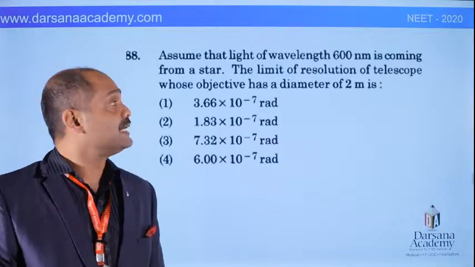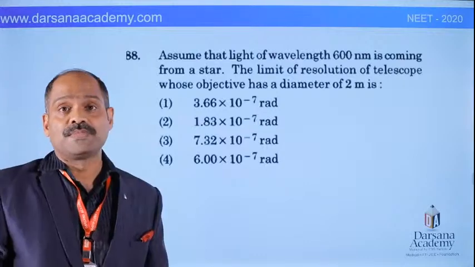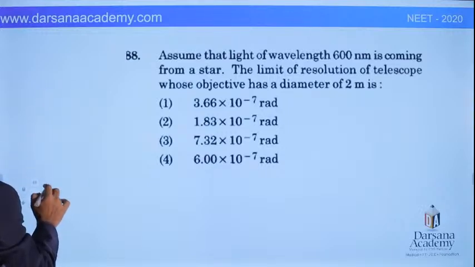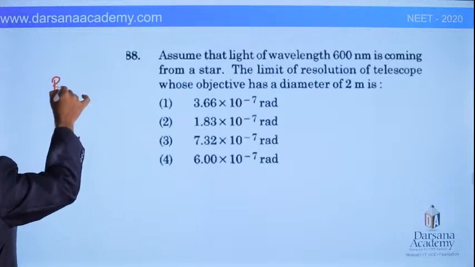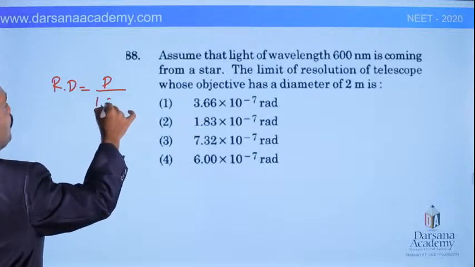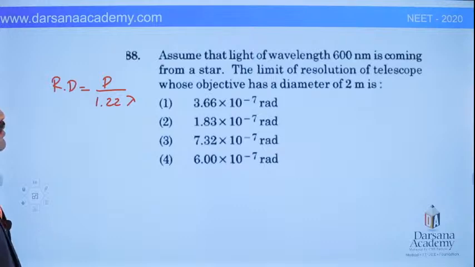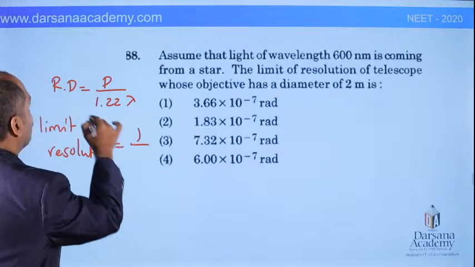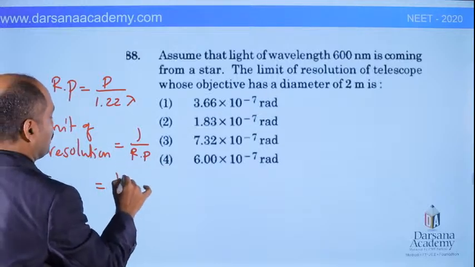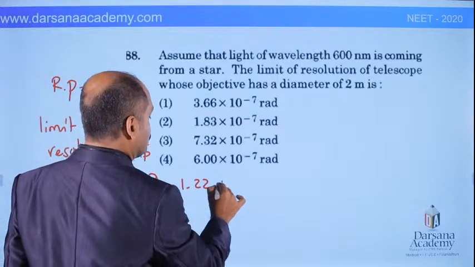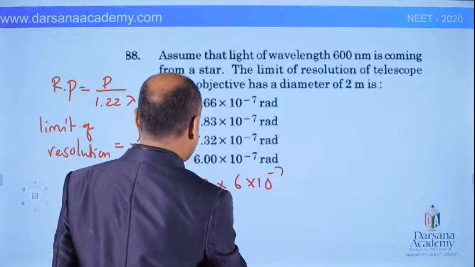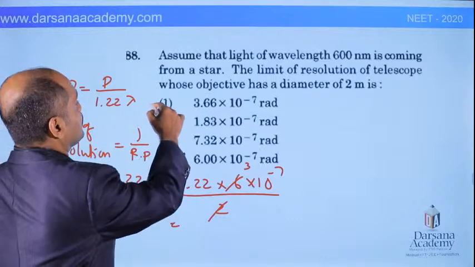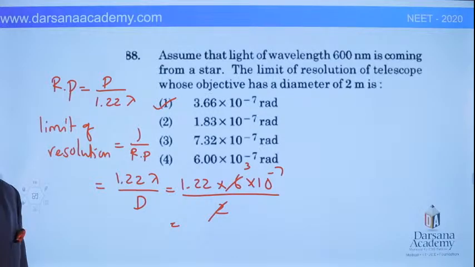Then look at question number 88. Assume light of wavelength 600 nanometers coming from a star. You have to find the limit of resolution of a telescope whose objective has a diameter of 2 meters. It is again a direct question. The resolving power of a telescope is D divided by 1.22 lambda. You are asked to find not the resolving power but the limit of resolution, which is the reciprocal of the resolving power. So it is 1.22 lambda divided by D, which equals 1.22 into lambda, given as 600 nanometers, so 6 into 10 raised to minus 7, divided by D, which is 2. Solving it, 12 into 3 is 36, so 3.66 into 10 raised to minus 7 radians. It's a question from your optical instruments part.